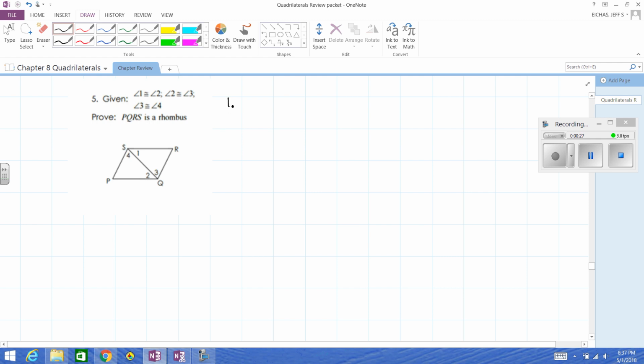What I need first, I'm going to pick the givens that are going to help me get the fact that it's a parallelogram. So angle 1 being congruent to angle 2, and angle 3 being congruent to angle 4 are the keys for that. I could put all the givens in here at once, but I'm just going to place the ones that I'm using first. So angle 1 congruent to angle 2 gives us that SR is parallel to PQ.